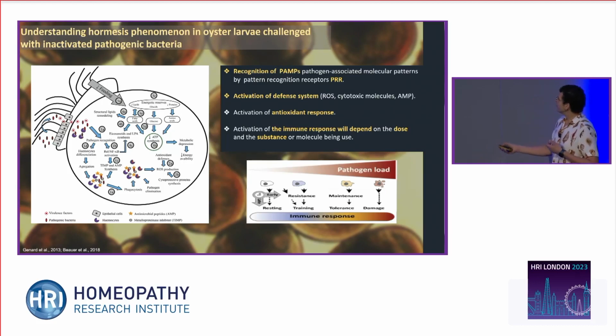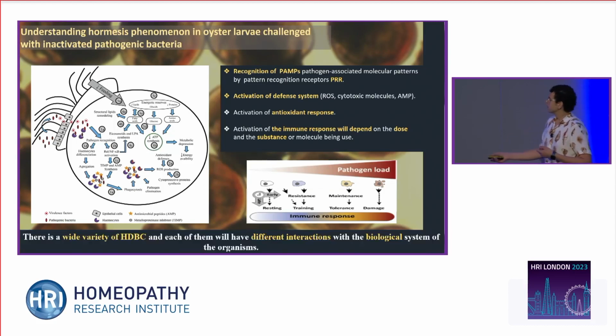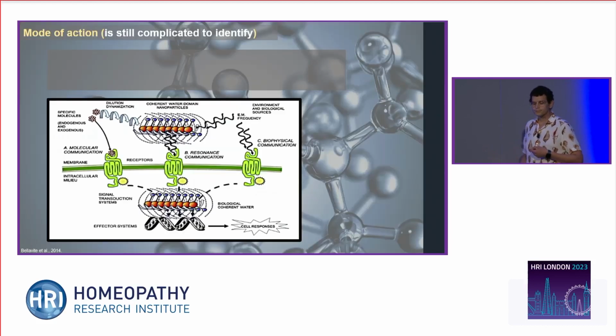When you have a very high load of these lipopolysaccharides, you are going to damage the cells, or the response of the larvae is going to be so strong that it's going to affect itself. However, if we reduce the dose, we can have a beneficial effect, and we can prepare the oyster larvae to be challenged with other pathogens and increase survival. There is a wide variety of high-diluted bioactive compounds. Each of them will have different interactions with the biological systems of the organism.